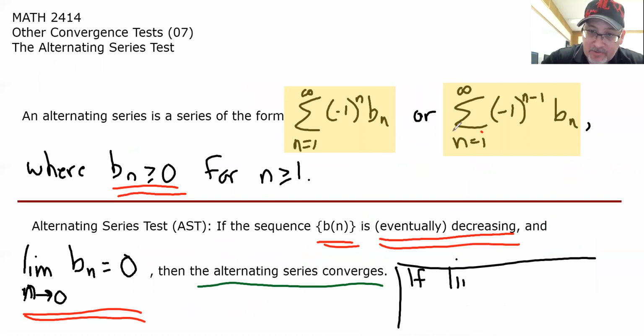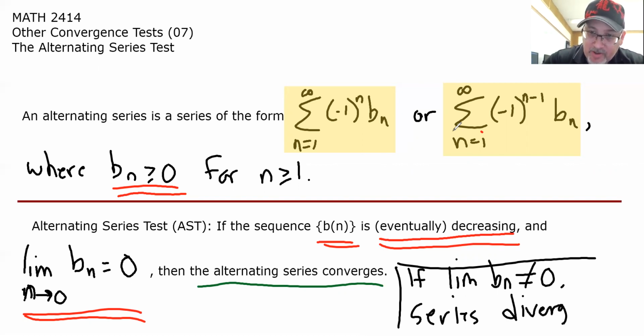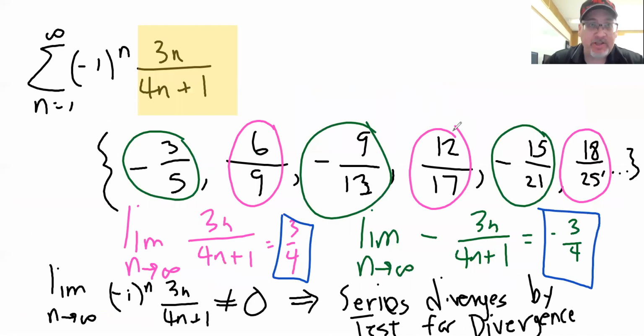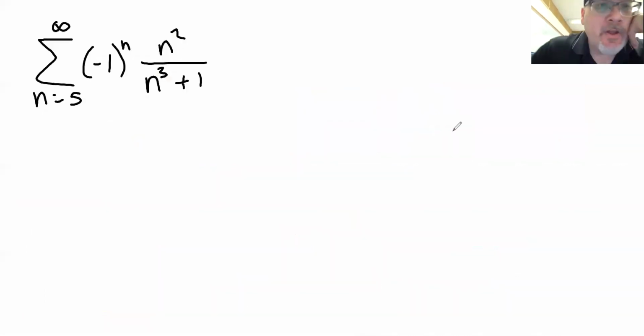If the limit of b_n does not equal zero, the series diverges. And I'm not going to try to squeeze all the words in there, but it diverges by the test for divergence. All right, we still got one more to take a look at, but it won't take too terribly long. So I want you to just look at this one thing for a second.